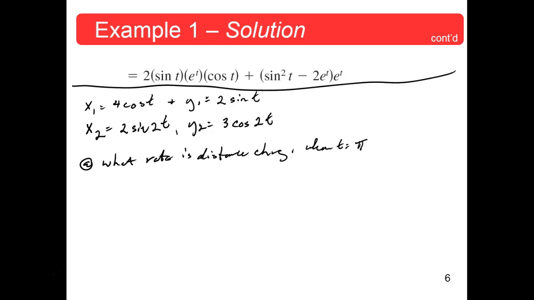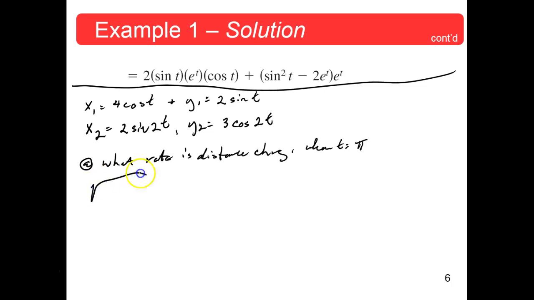Okay. So at what rate is the distance changing between the two objects? We've got to figure out what the distance between the two objects is. Well, the distance between x1, y1 and x2, y2. That's what we're looking for.